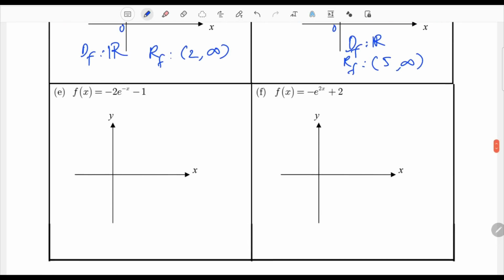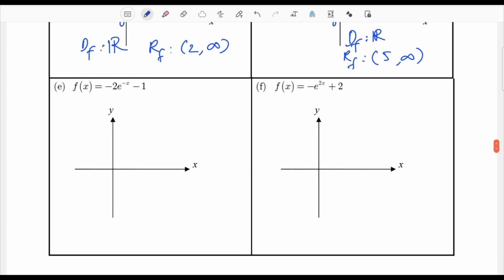Okay, next, e and f. You look at negative 1 here. So this is your horizontal asymptote, y equals negative 1. If you look here, you have x negative. Here this negative, I told you it belongs to f(x). So we have negative, negative. So the asymptote is y equals negative 1. So this is y equals negative 1.